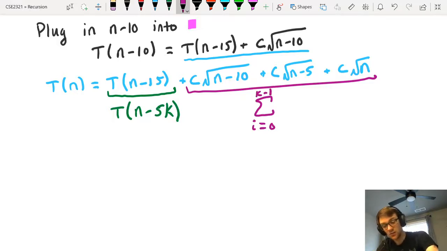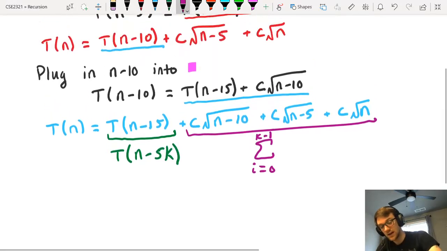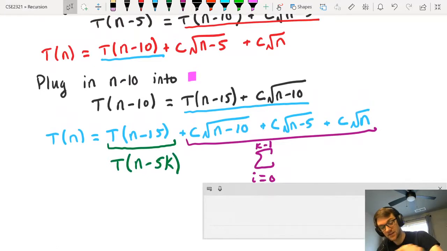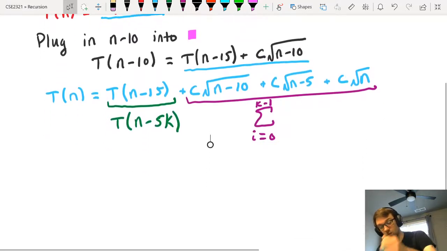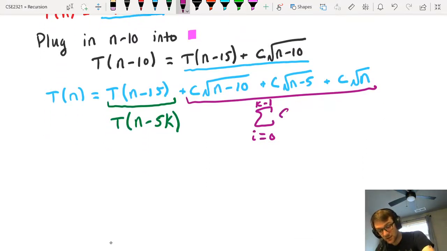The largest term we're going to be plugging into these radicals is 1 less than the thing that is appearing inside of t. We have n minus 10 when we have n minus 15 inside of t. We had n minus 5 when we had n minus 10 inside of t. So what appears inside of the summation is some constant times the radical of n minus 5 times i. You need to be careful to make sure you put an i there because we need to add up all of the different multiples of 5 there.